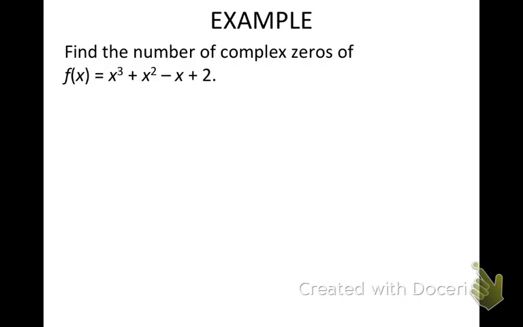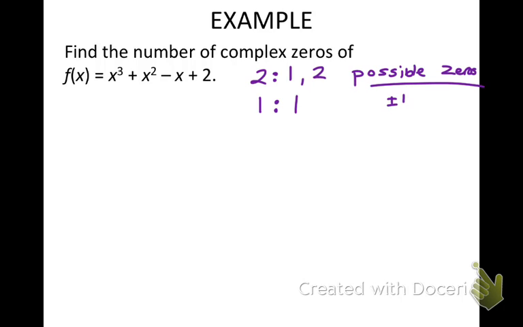Let's quickly make a quick list. What's my constant? 2. Factors of 2 are 1 and 2. What's my leading coefficient? 1. Factors of 1 are 1 and 1, just 1, right? So this is going to be a really small list. So what are my possible rational zeros? Possible zeros, plus or minus 1, plus or minus 2.